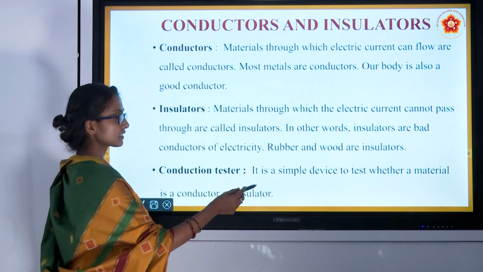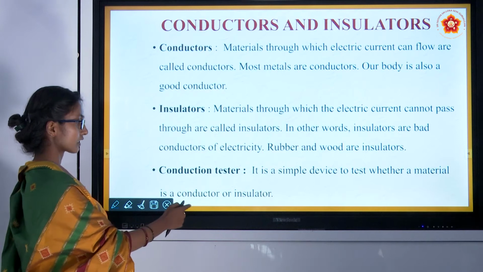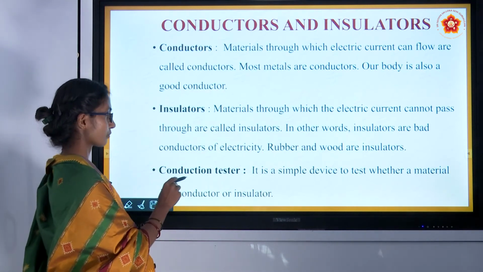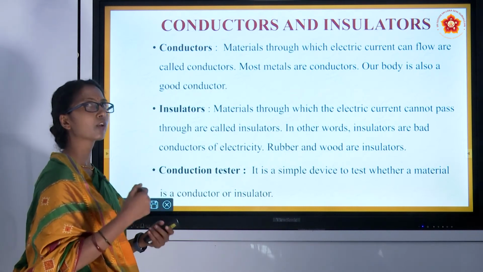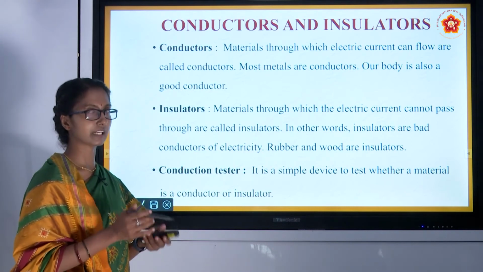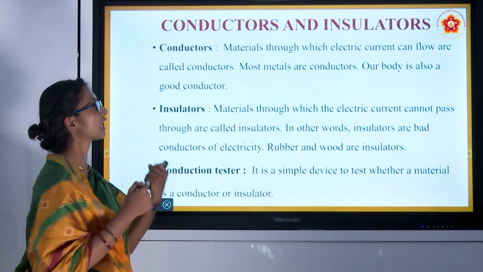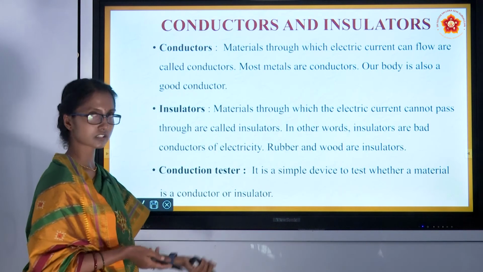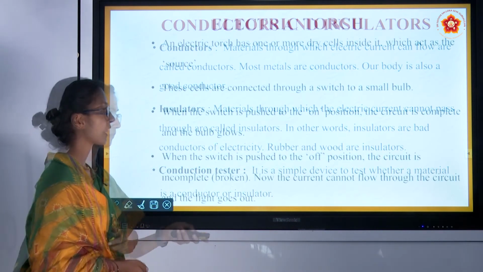Conduction tester. It is a simple device to test whether a material is a conductor or an insulator. A conduction tester tests the material: does it allow the flow of electric current or not? That means, is it a conductor or an insulator? If it allows the flow of electric current, it is a conductor. If it does not allow the flow of current, then it is said to be an insulator.